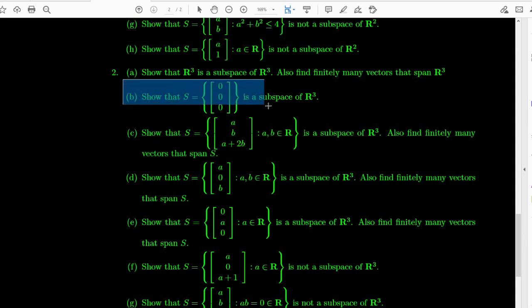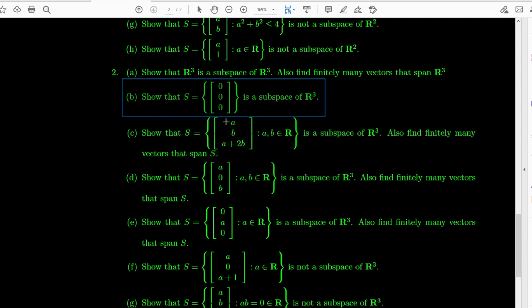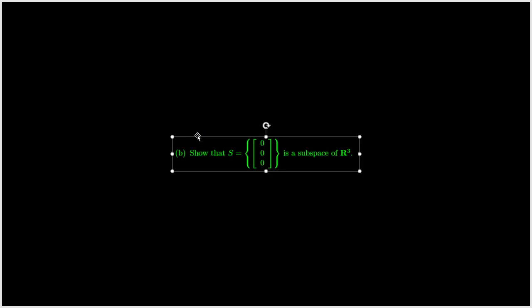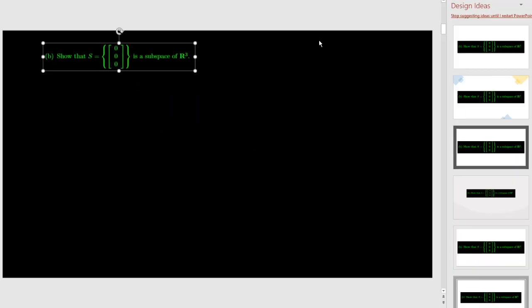In question B, you have another trivial subspace of R3. You see, for all the questions in question 2, we concentrate on subspaces of R3. As long as you can deal with R3, then you should be able to deal with R2. It's simpler, right?